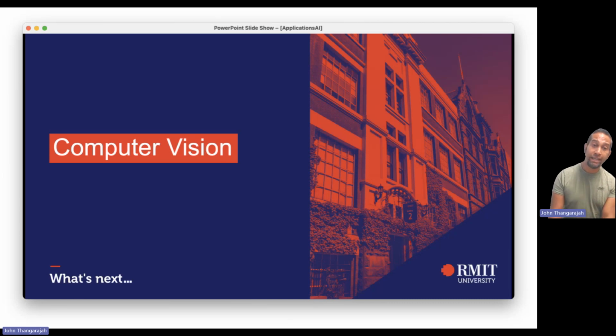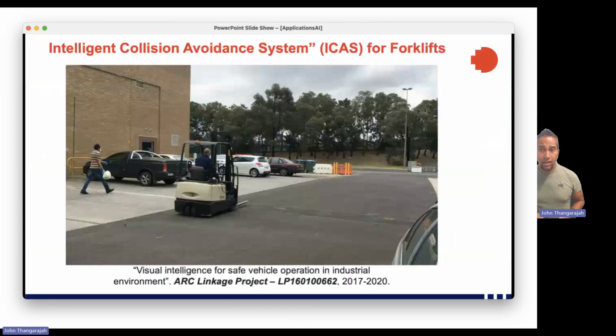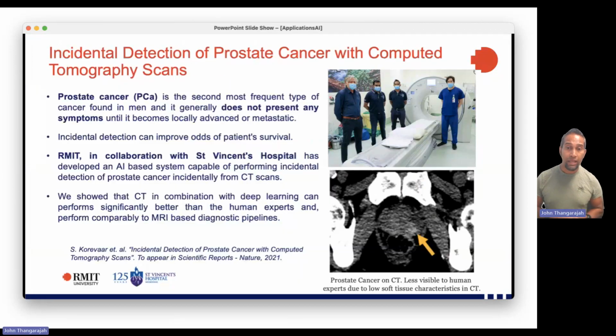So computer vision is a machine learning technique where basically we train a computer to try and identify particular images or patterns within a particular image, right? So what are the applications of this? One of them is the work that we did with St. Vincent's Hospital. So in regards to prostate cancer.